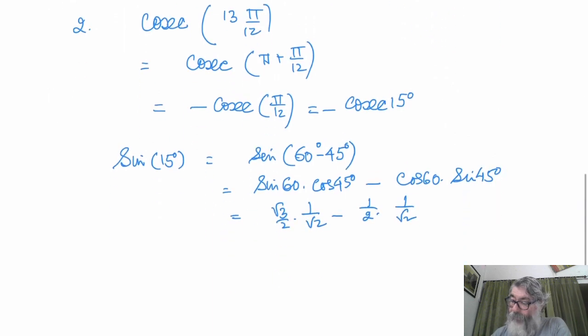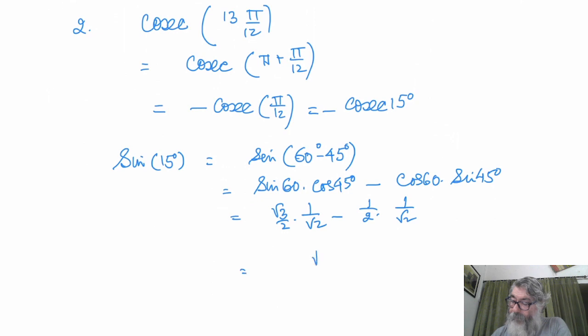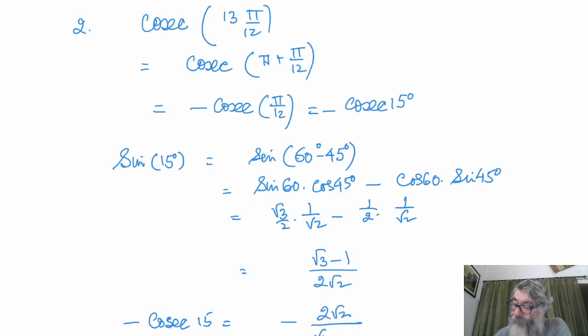So it will become what? Root 3 minus 1 upon 2 root 2. But I have to find the value of minus cosec 15. So minus cosec 15 will be minus 2 root 2 upon root 3 minus 1.